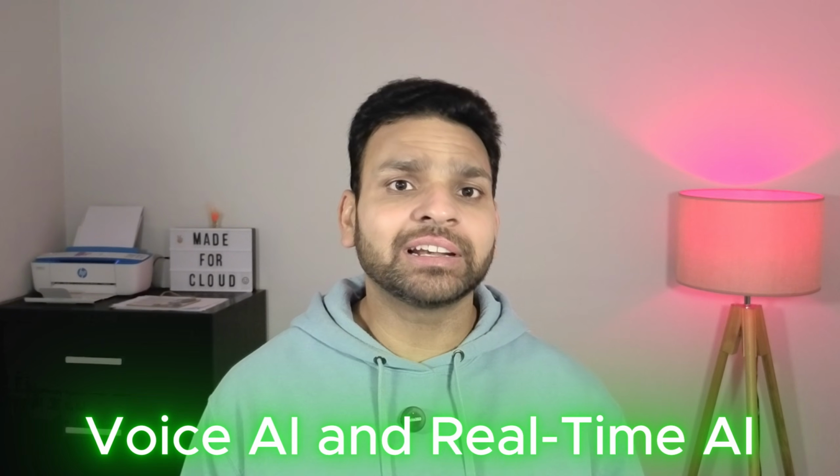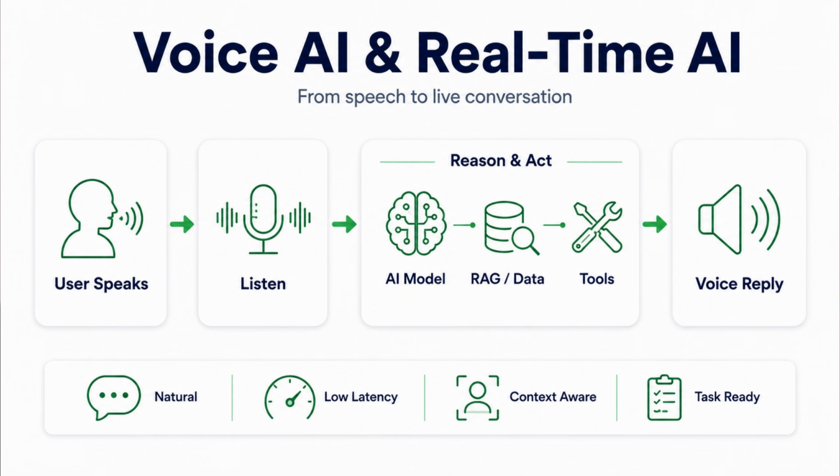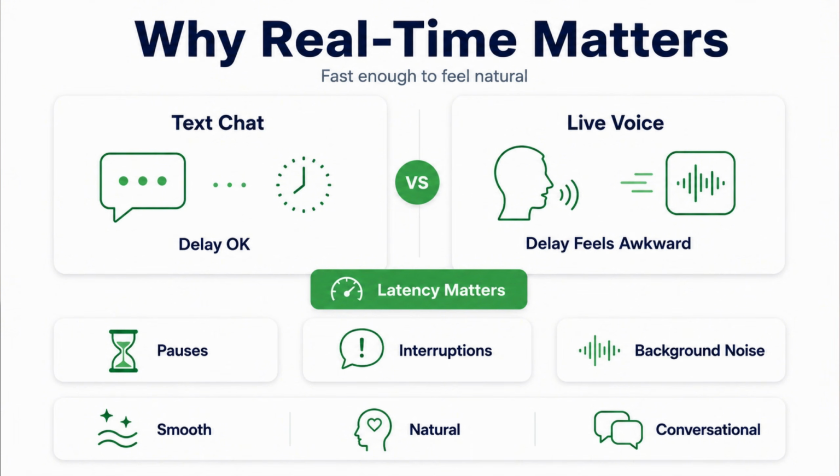So finally, let's talk about voice AI and real-time AI because this is where AI interactions start feeling much more human. Until now, we mostly discussed typing, images and visuals, but voice changes the experience completely because users can simply speak naturally with the system instead of typing the prompt manually. So voice AI allows the user to communicate using speech while real-time AI focuses on making that interaction fast enough to feel like a live conversation.